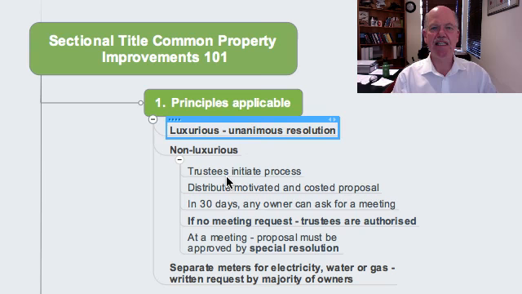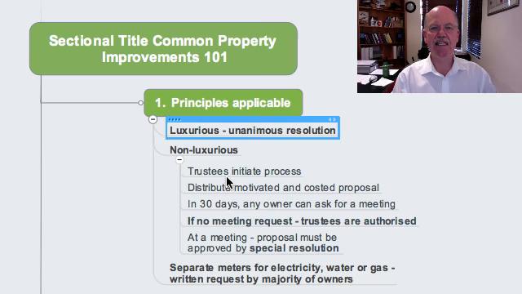Today I thought I'd take you through sectional title common property improvements and give you a sort of 101 overview. Firstly, let's look at the principles applicable. There are three types of improvement. The first is a luxurious improvement where you require a unanimous resolution.